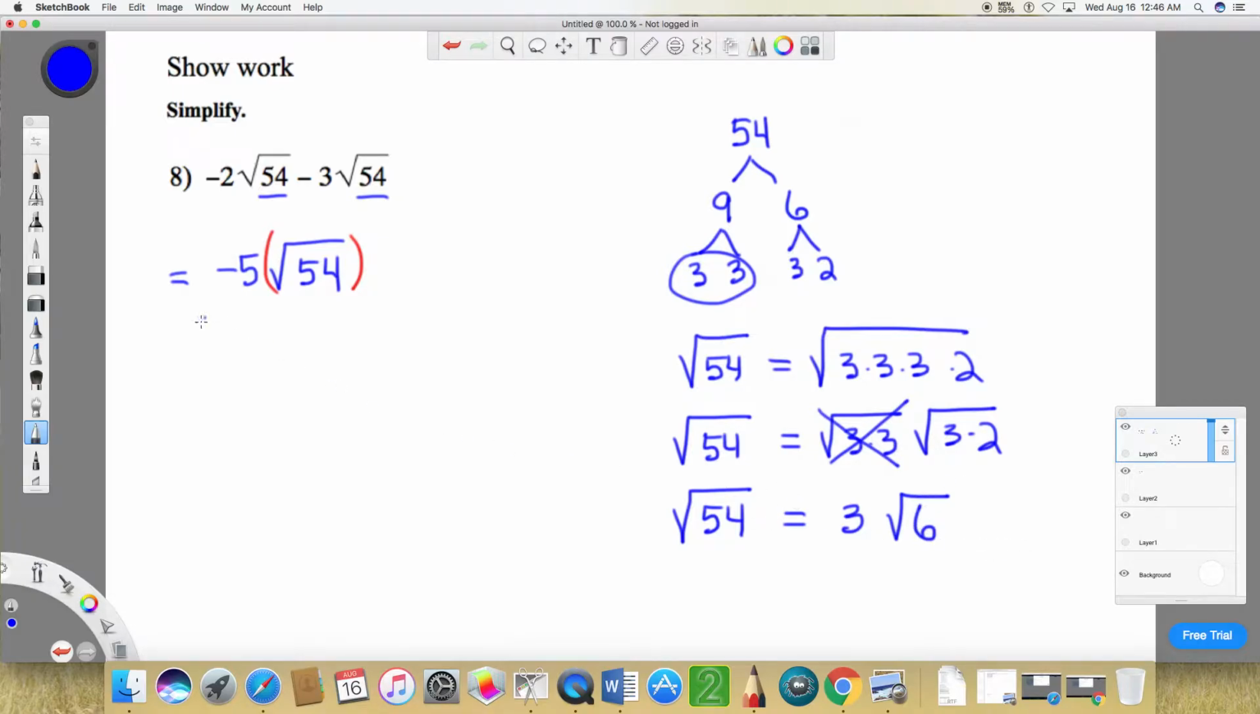And so now, when I come to my problem over here, I can replace the square root of 54. People have been doing very good. I've been impressed with your ability to simplify these square roots. But you're too quick to say, well, this is my final answer, and to forget that we were wanting to multiply that answer by negative 5. So negative 5 times a positive 3 is negative 15 times the square root of 6.